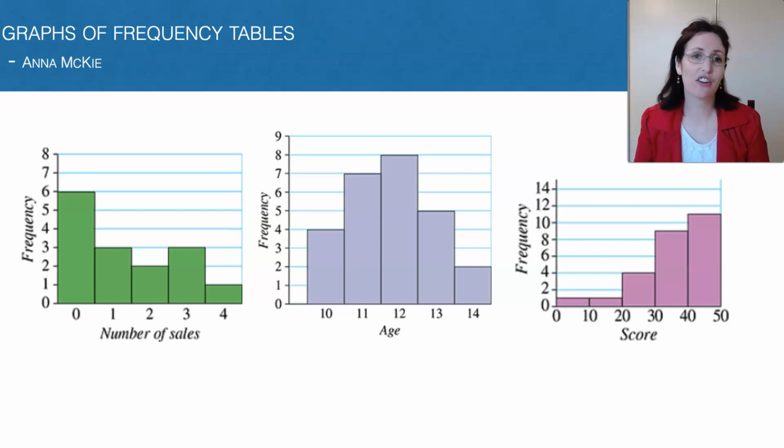In this video, let's have a look at the graphs of frequency tables. These graphs will end up being column graphs, sometimes called histograms. But before we get into doing some ourselves, I just want to point out a few things about the scales that happen on these graphs.